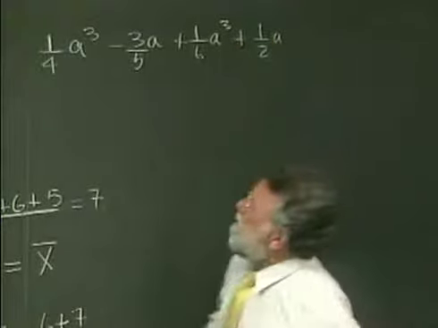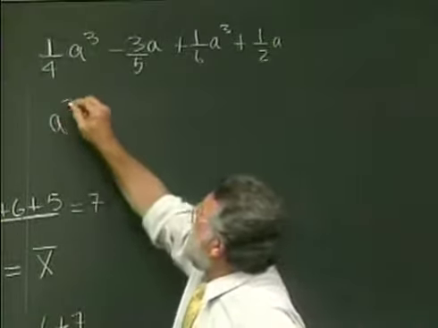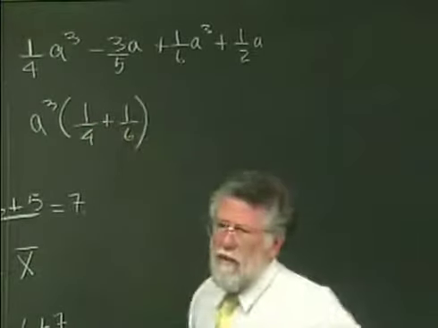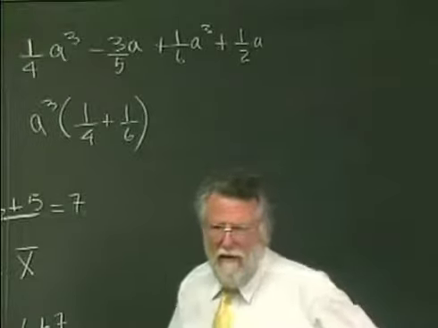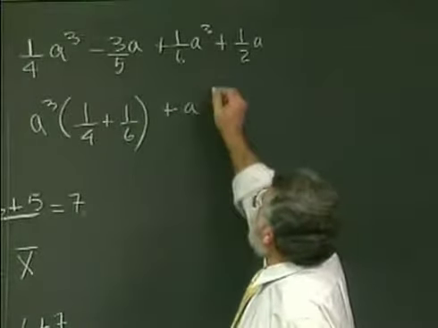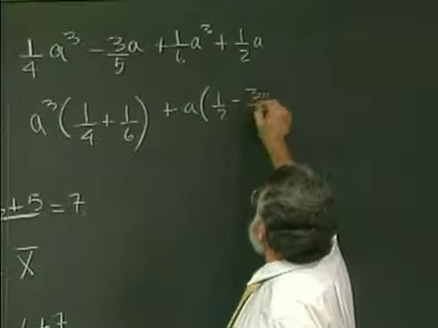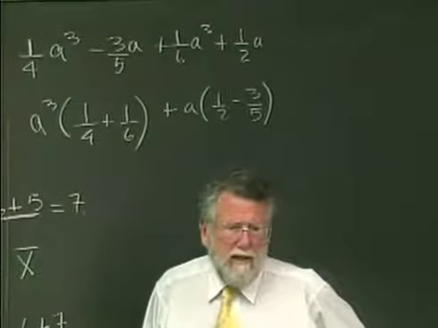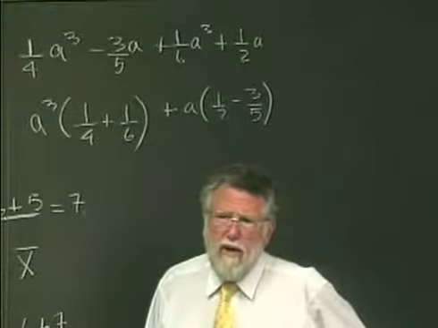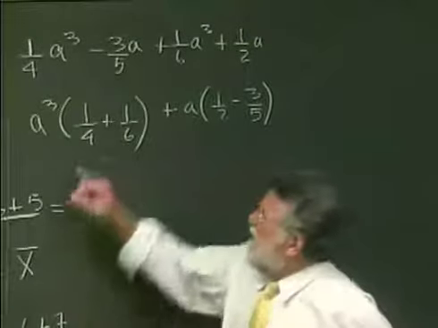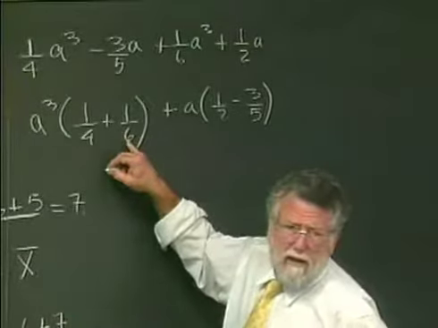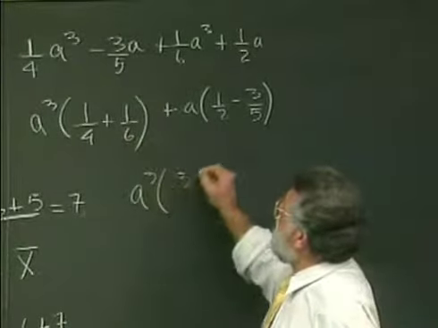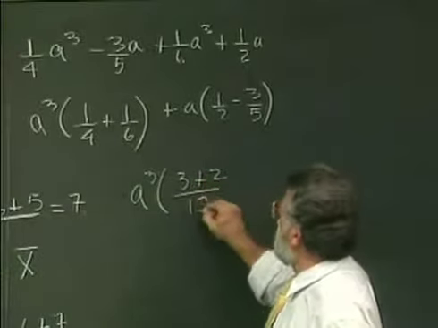Now what I would like to do is to say, well, I have a cubed times 1/4 plus 1/6 using the distributive property. I prefer that. Then plus a times 1/2 minus 3/5. That would be my preference. And then work the parentheses separately. There's no need to really carry through common denominators for everything. So what's your common denominator for a 4 and a 6? The 12, agreed? So I have a cubed times 3 plus 2 over 12.